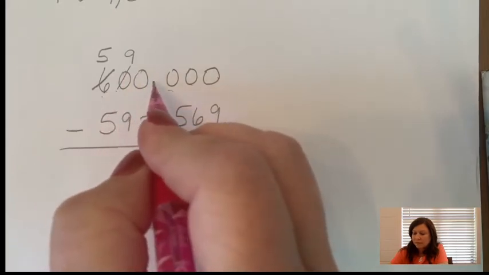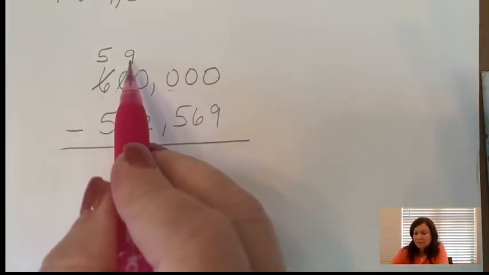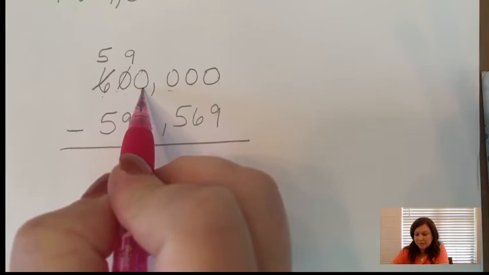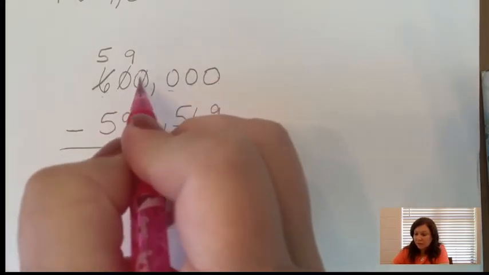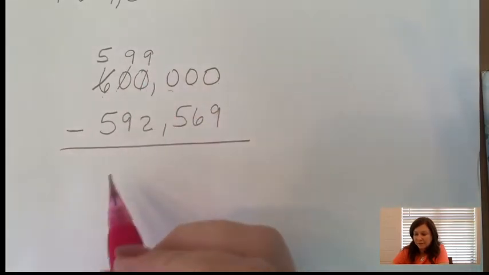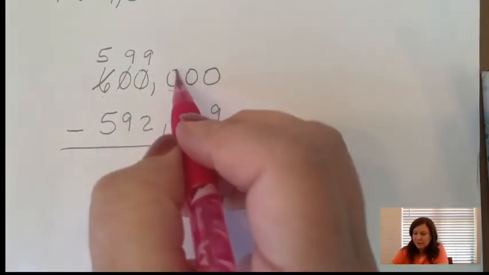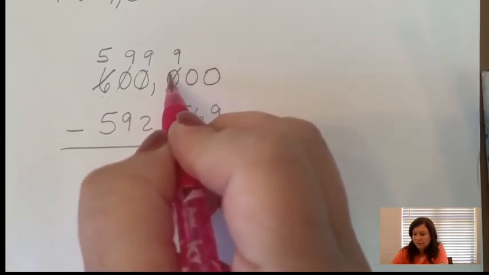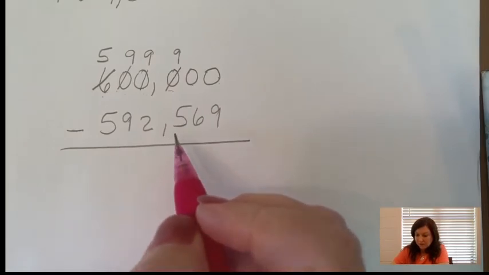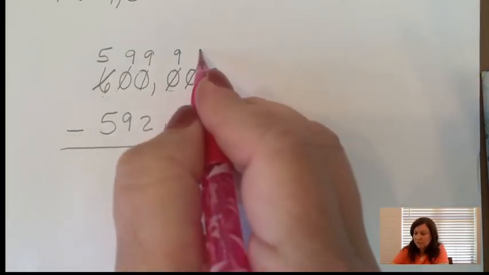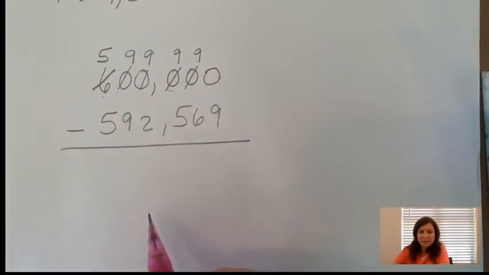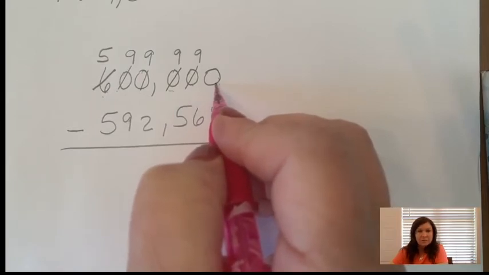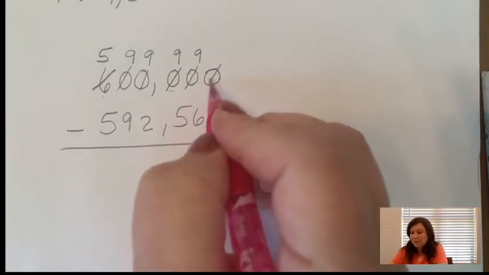So that would be 9 10,000s. And then here in our thousands place, we're going to put another 9, so we will have 9,000s. And then here in our hundreds, we're going to put 9. So we'll have 900s. And then here in our tens, we're going to put 9. So we will have 9 tens. And then over here in our ones, we're going to have a group of 10.